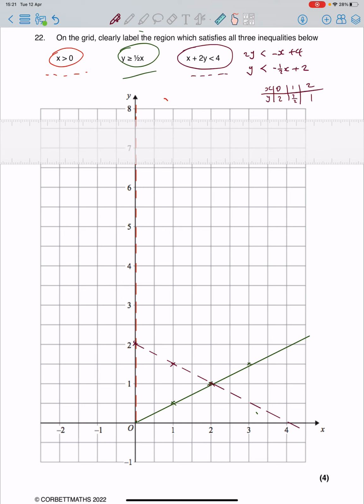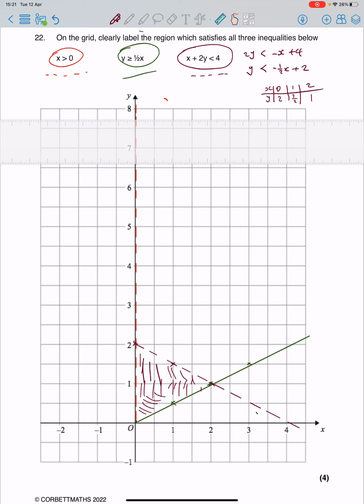Okay, and then we can clearly see the region that satisfies all three inequalities. Well, x greater than 0 means to the left of that red bit, so here is good. It's also above the green line because y is greater than or equal to x, and y is less than minus a half x plus 2, so it's below the line, so it's this region here. So this is the region that we want.